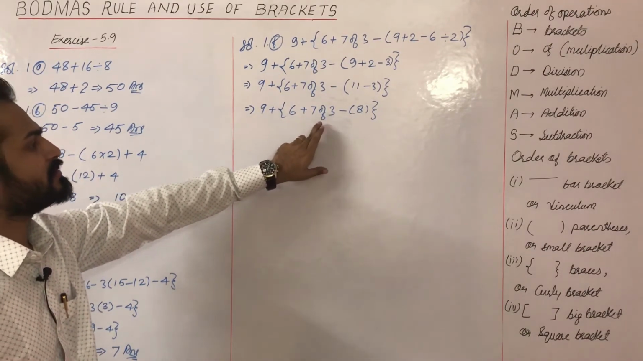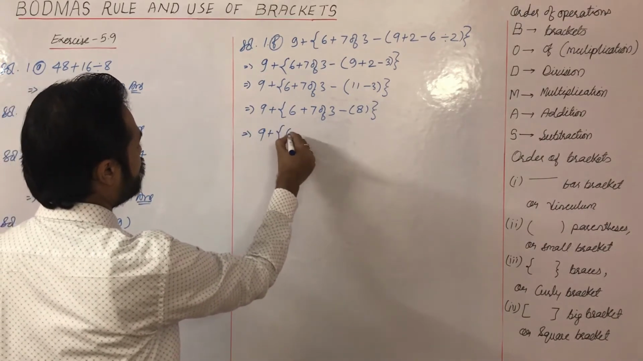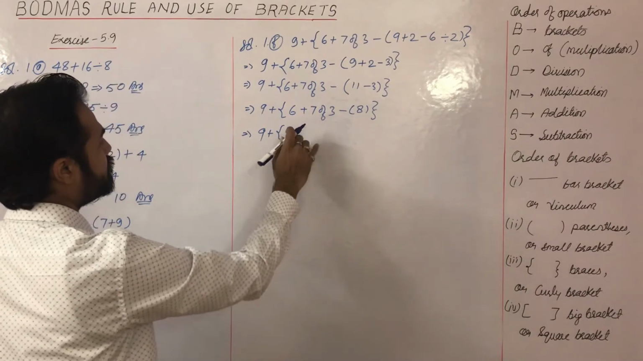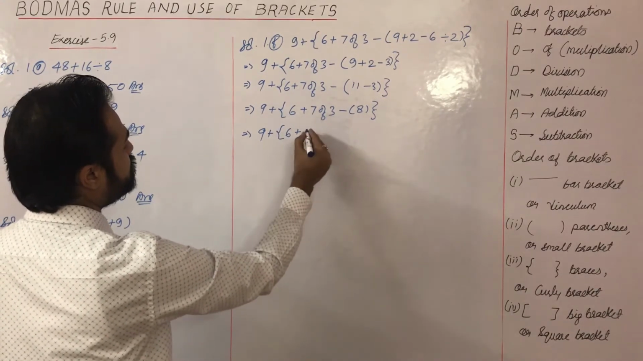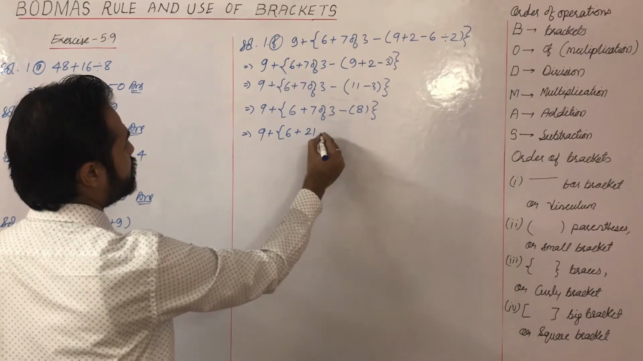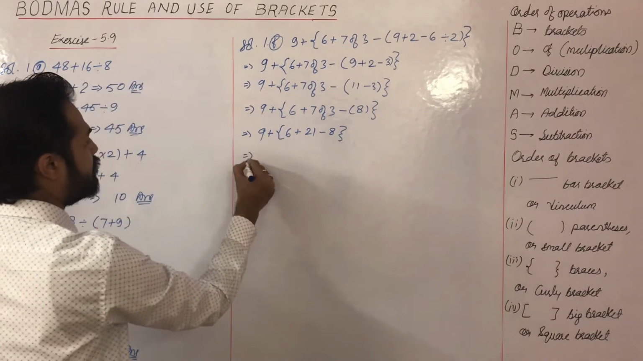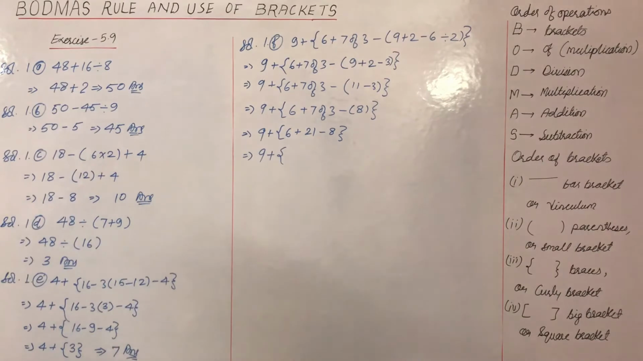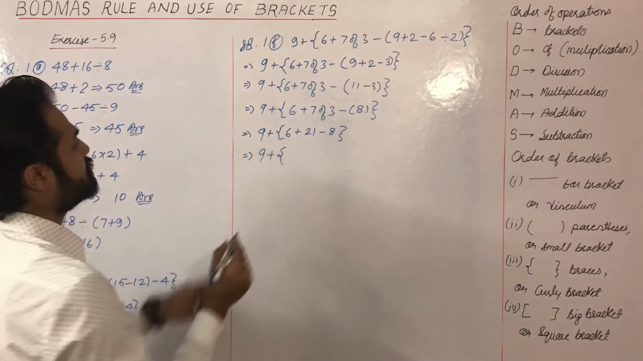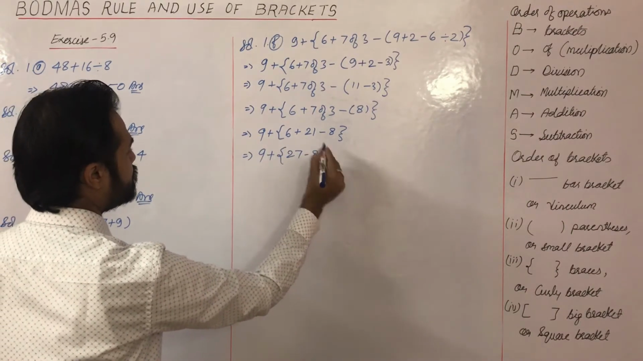So of comes first. It means now the sequence or order is 6 plus 7 of 3. So 7 of 3 means 7 into 3, 21, minus 8. Again in the next step, 9 plus, inside the curly bracket, plus, minus, addition, subtraction. So we'll add first. 21 plus 6, 27, minus 8.